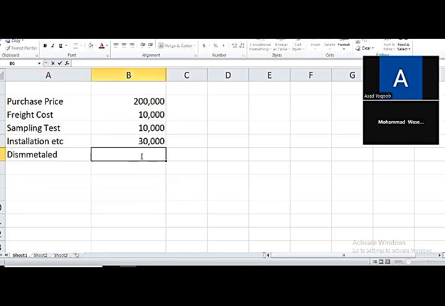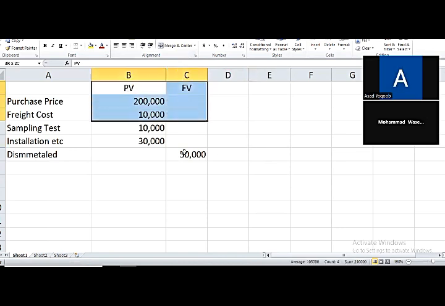Let's suppose after 5 years, the cost of dismantling will be 50,000. Let me write it over here. This is a future cost, this is not a present cost. This is a future value, not today. These other costs are only today's costs, these are present values.